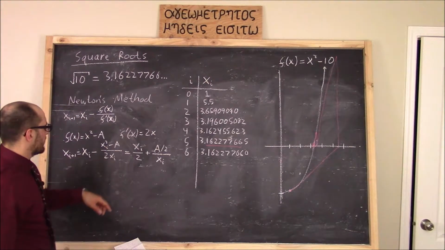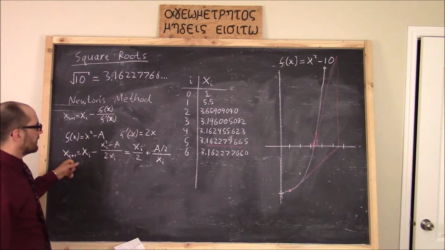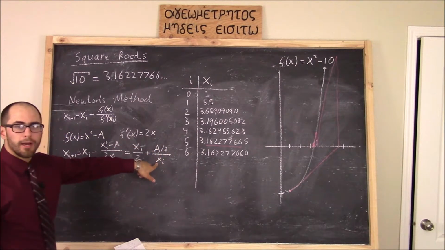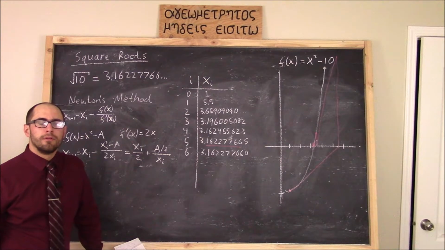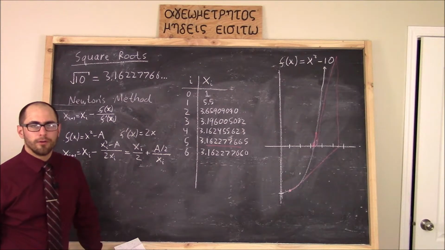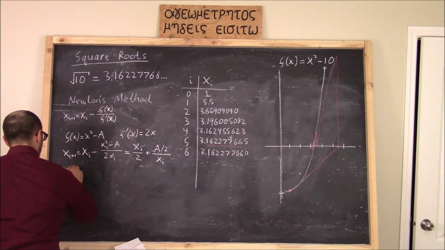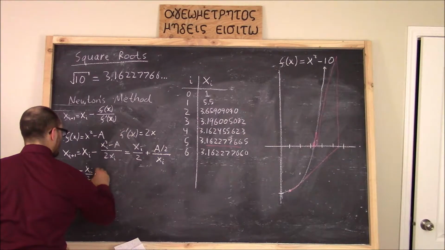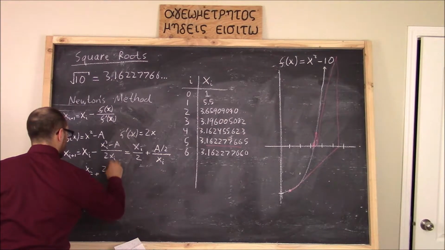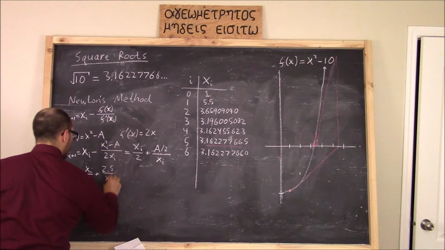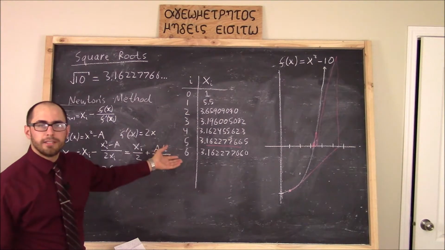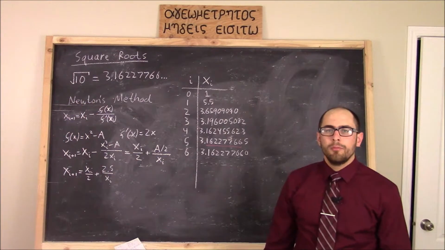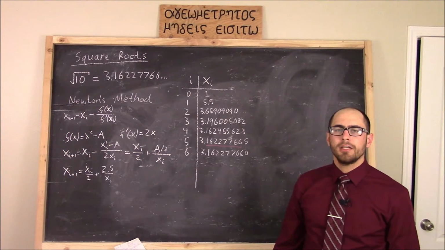By doing a bit of simplification, we find x_{i+1} is equal to x_i over 2 plus a over 2 divided by x_i. So for example, if you wanted to find the square root of 5, that would be x_{i+1} is equal to x_i over 2 plus 5 over 2, which is simply 2.5, divided by x_i. You can make a table and run through the same process to find the value for the square root of 5.